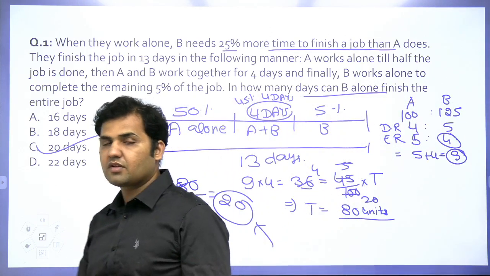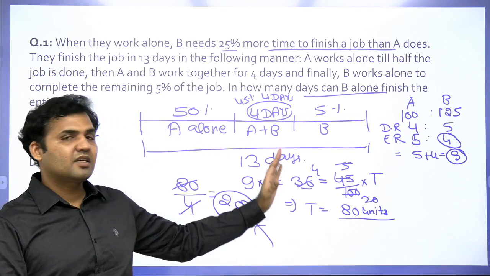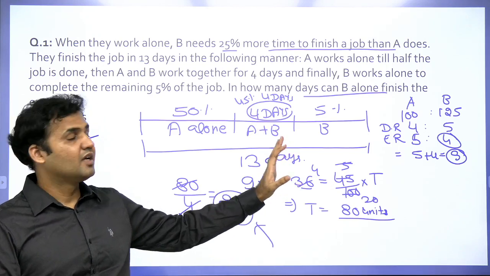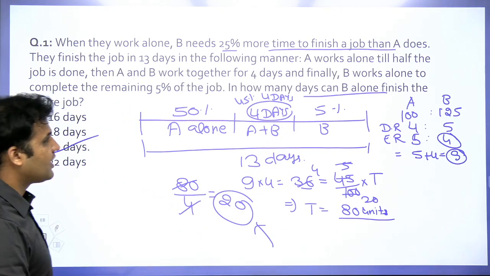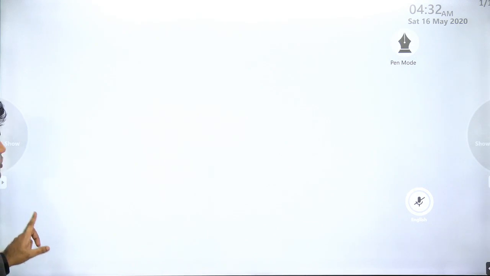Use the information of the question, try to connect it, make a rough diagram, understand the timeline. You will be done with 50% of the work. The rest is just to connect the information, that's it. Now moving ahead to the next question of time and work of quants slot 2.